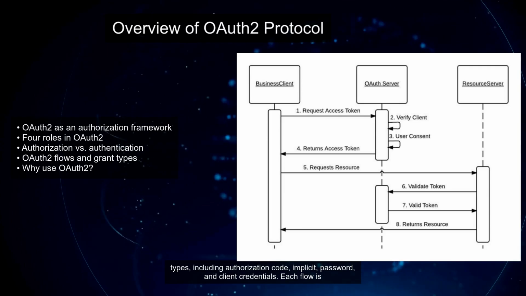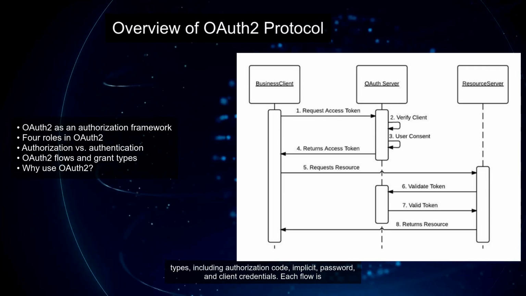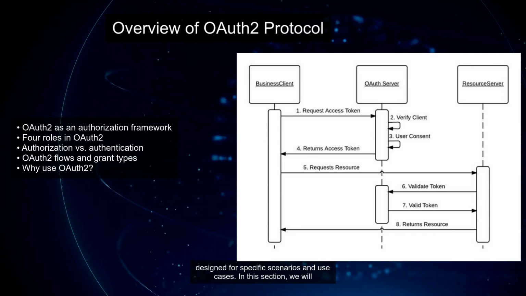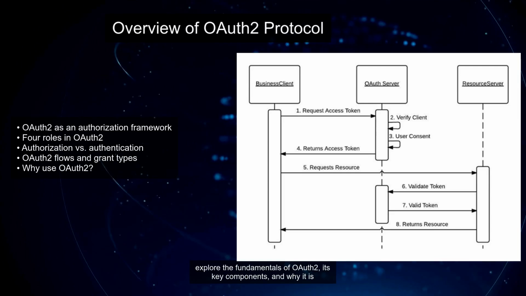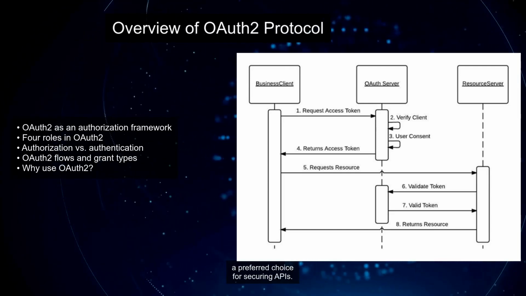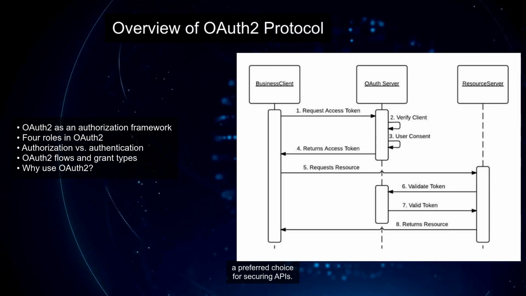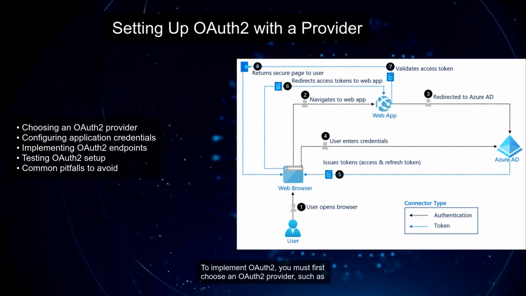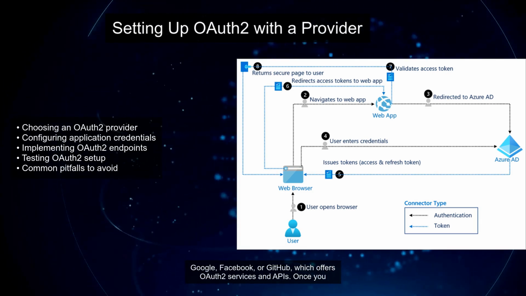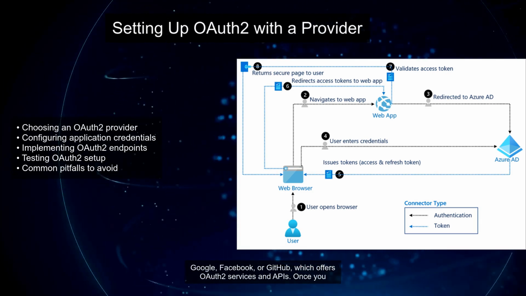OAuth2 offers several flows, or grant types, including authorization code, implicit, password, and client credentials. Each flow is designed for specific scenarios and use cases. In this section, we will explore the fundamentals of OAuth2, its key components, and why it is a preferred choice for securing APIs. To implement OAuth2, you must first choose an OAuth2 provider, such as Google, Facebook, or GitHub, which offers OAuth2 services and APIs.